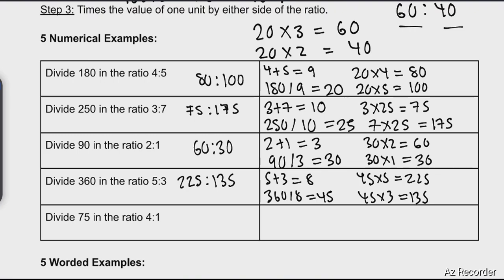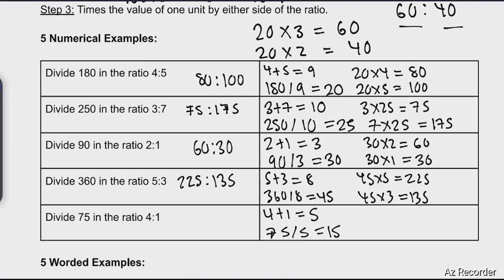And you just want to make sure that this adds up to 360, which it does. Okay, and then we want to divide, finally, 75 into the ratio 4:1. So what's our total number of parts? 4 plus 1 is equal to 5 parts. And then 75 divided by 5 is equal to 15.